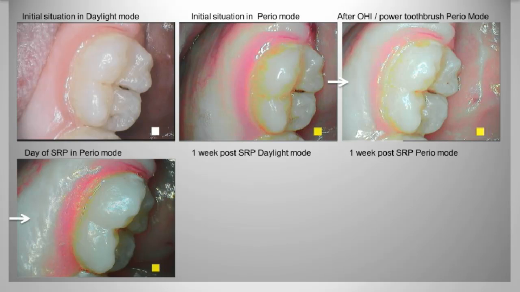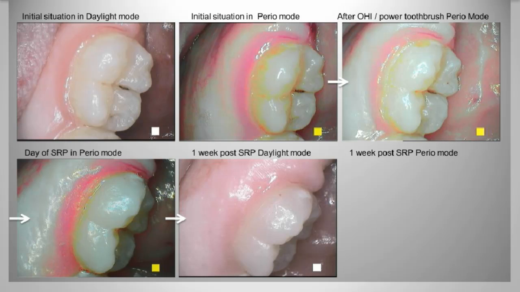So next we go to the day of the scaling and root planing. You can see where the calculus is removed, and we still have some inflammation. But why the tissue looks so good, by the way, is because piezoelectric ultrasonics were used, and there is much less tissue trauma. So this was the day of SRP in the perio mode.